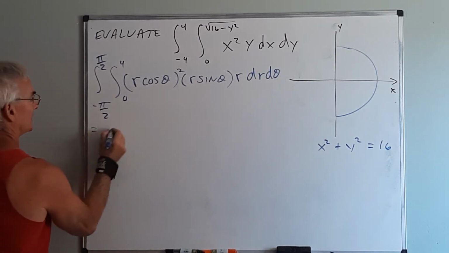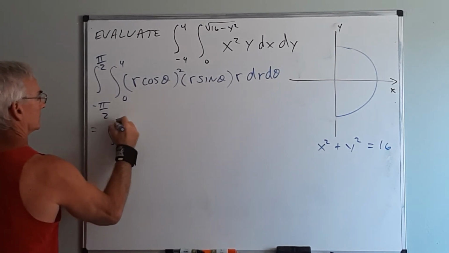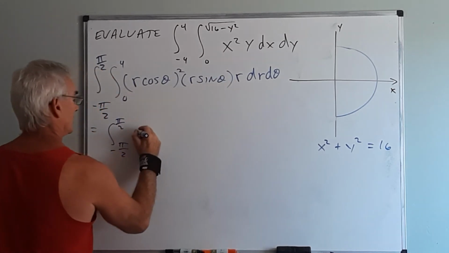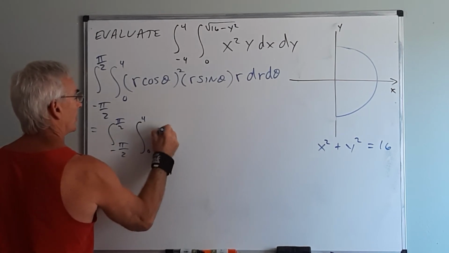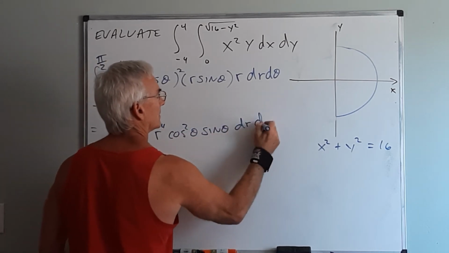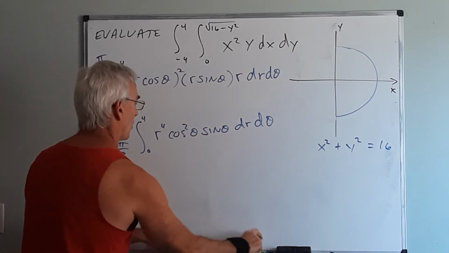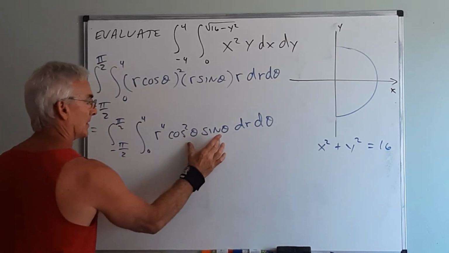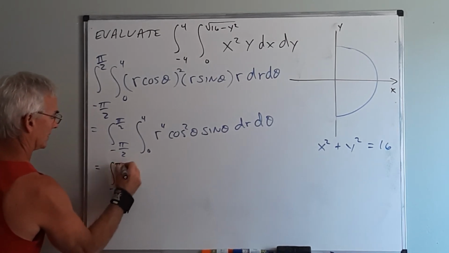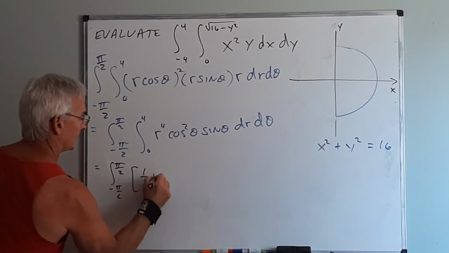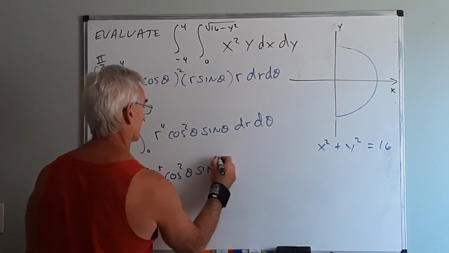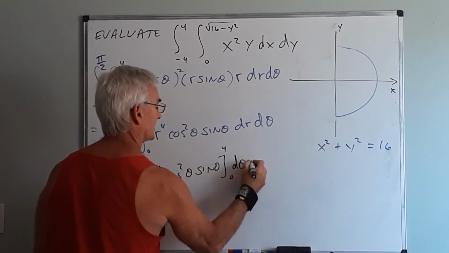Now I definitely want to simplify this quantity. I would have an r squared, another r, another r. Okay, so that would give us r to the 4th, the square of the cosine, the sine, dr d theta. So at this point here, I'm only interested in integrating the r. These guys are treated as constants for the first integration. So that would give us the following: 1/5 r to the 5th cos squared theta sine theta, evaluated from 0 to 4 d theta.